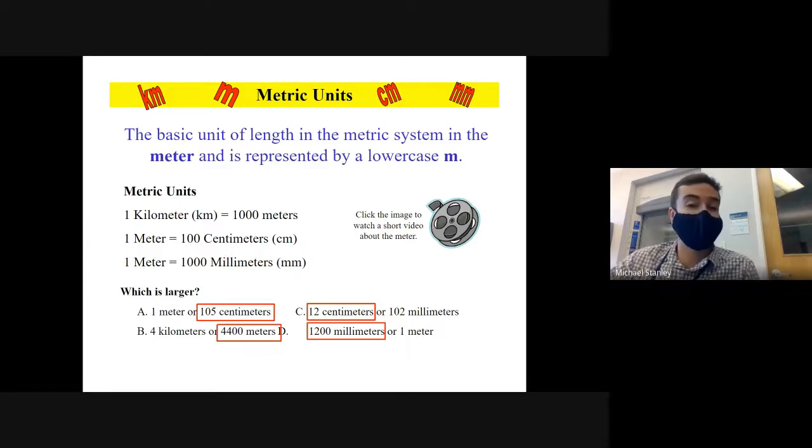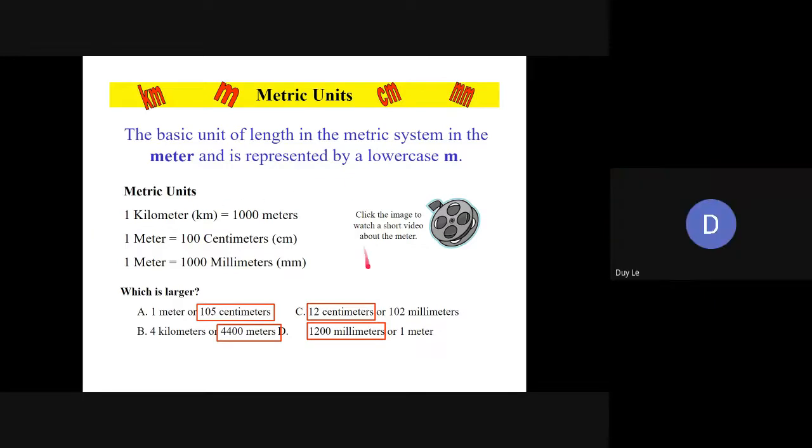All right, any questions so far about our metric meters? No, sir.